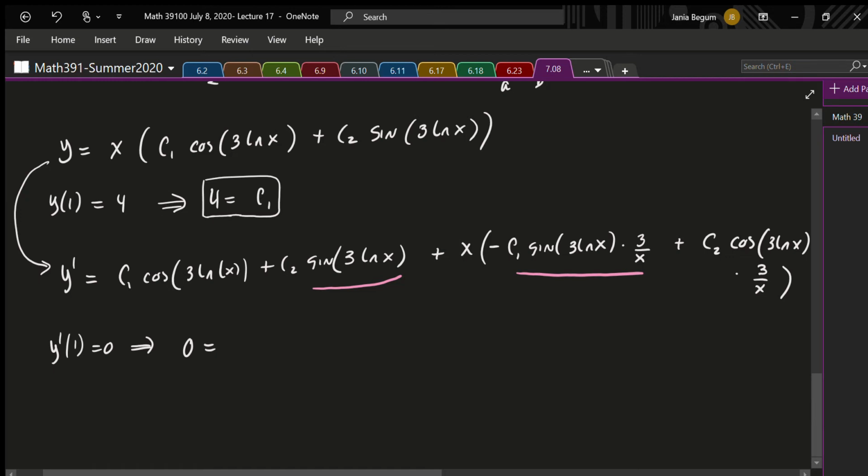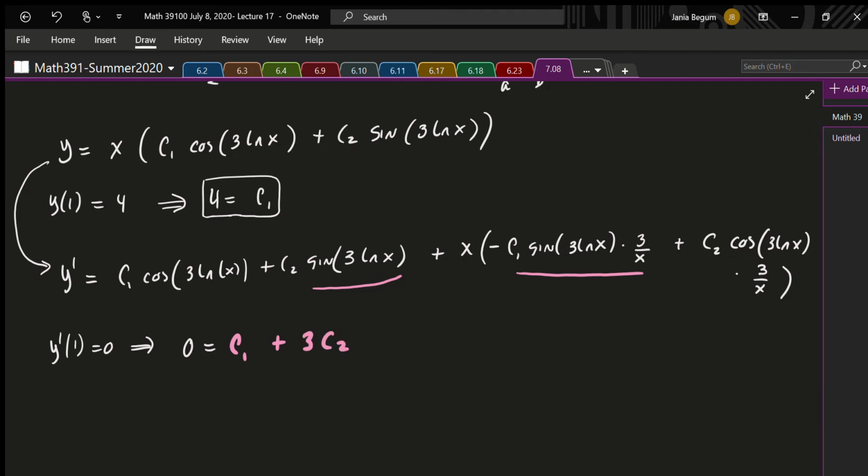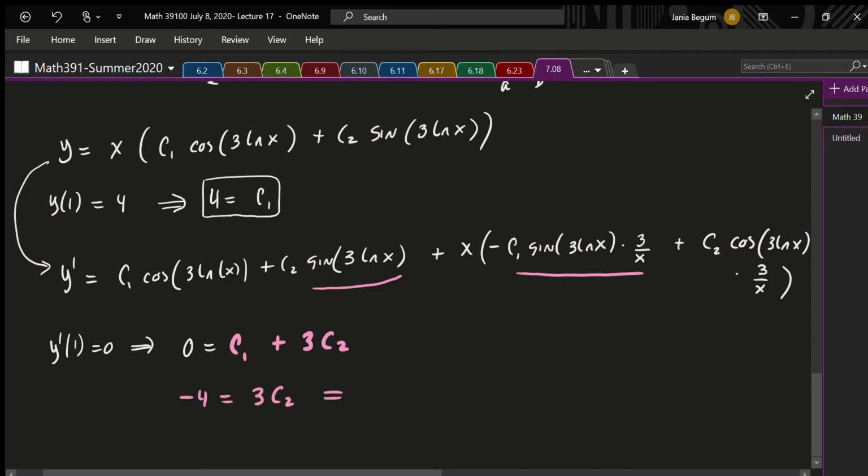So what we really have is negative c1 plus 3c2. Yep. So that's what we get. Okay, and now we can successfully plug in what c1 was, which was 4. So we have negative 4 is equal to 3c2, which means c2 is equal to negative 4 over 3. Ooh, that's nice and neat. Okay, so we have our solution.